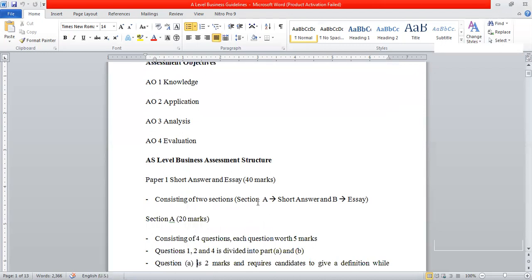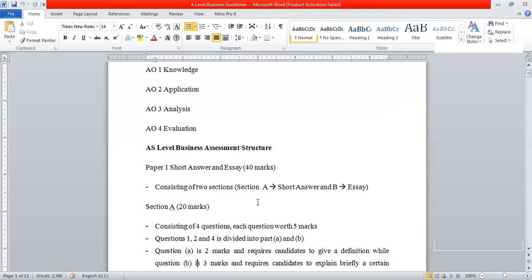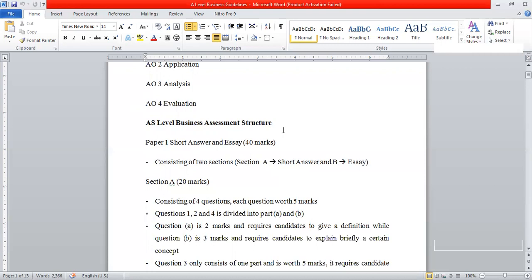We have to know how to answer each particular question that will be asked in the assessment. First of all, we have two papers, and today our main focus is paper 1. Next time we will be discussing paper 2 as well. Paper 1 is a short answer and essay question paper. It is worth 40 marks, and it consists of two sections.